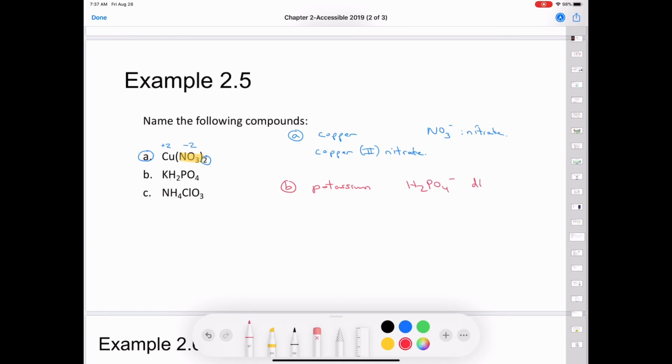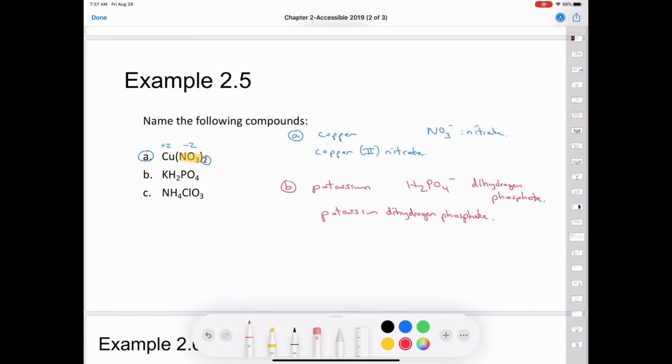Dihydrogen phosphate. Okay, so you have to have that one memorized. Now, since potassium is not a transition metal, we do not have to put a Roman numeral. Potassium is in group 1A. It only has one possible charge, and that's +1. And so when I put this all together, I get potassium dihydrogen phosphate.